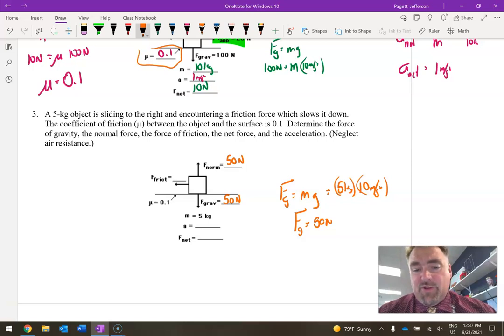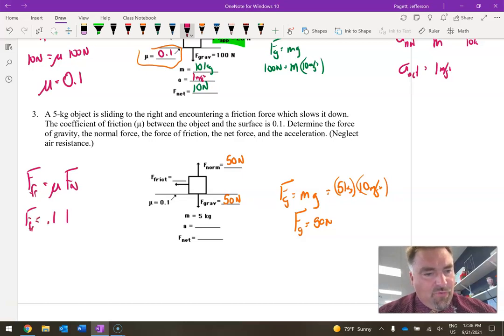The next thing I need to do is find my force of friction, because I can't find my acceleration without knowing the net force, and I can't find the net force without knowing the force of friction. From up here, remember, if we're not given the type of materials, we use force of friction is mu times the normal. They tell me that mu is 0.1, my normal force is 50 newtons, and so my force of friction is 5 newtons.